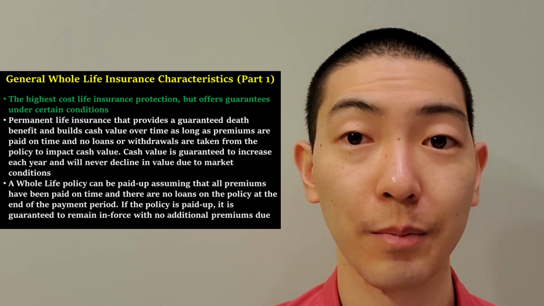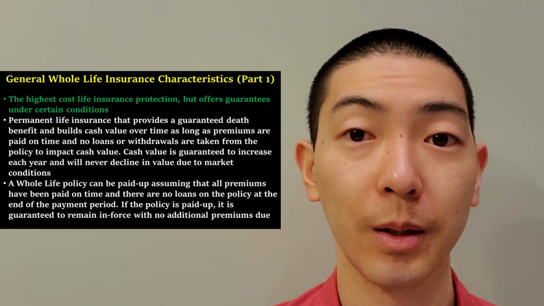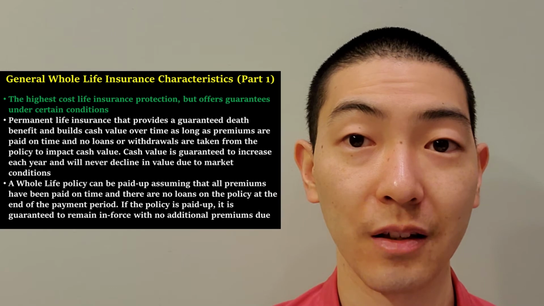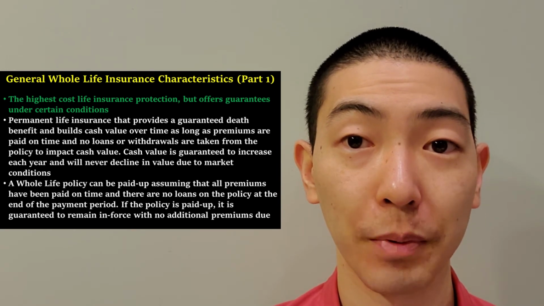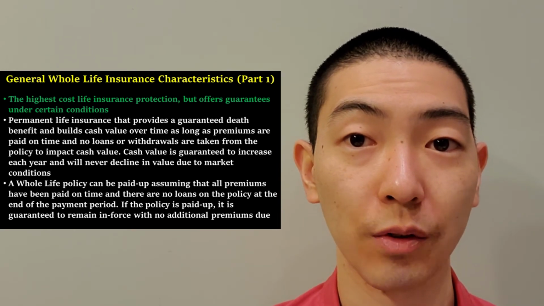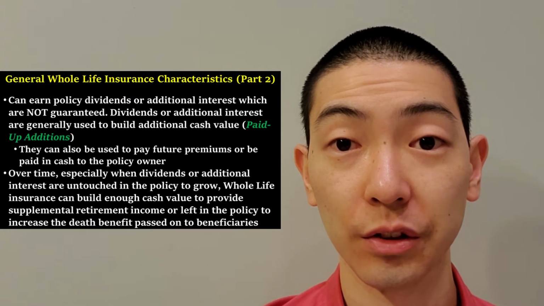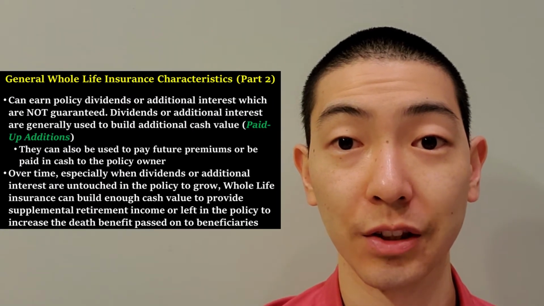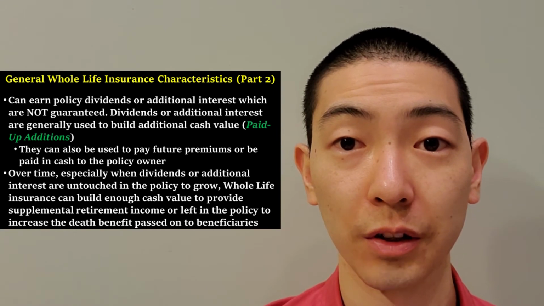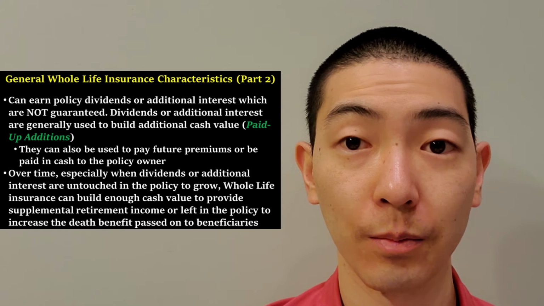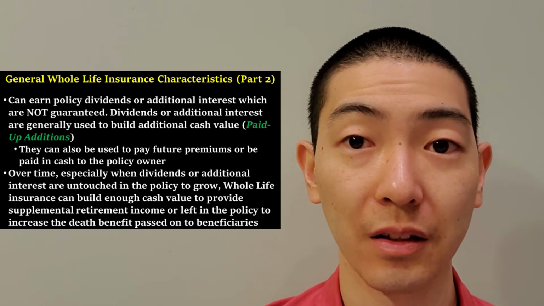A whole life policy can be paid up assuming that all premiums have been paid on time and there are no loans on the policy at the end of the payment period. If the policy is paid up, it is guaranteed to remain in force with no additional premiums due. Can earn policy dividends or additional interest which are not guaranteed. Dividends or additional interest are generally used to build additional cash value, also known as paid up additions. They can also be used to pay future premiums or be paid in cash to the policy owner.